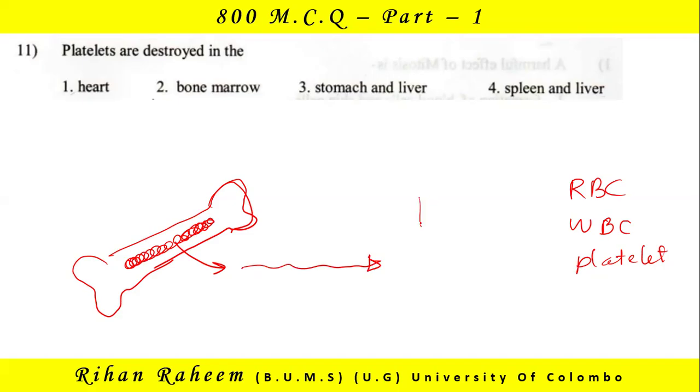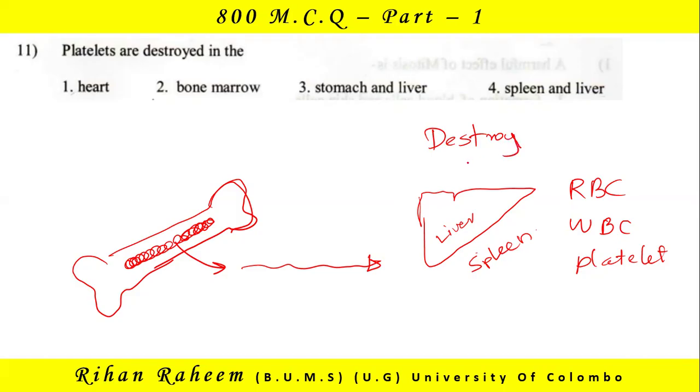And in the liver, and there is another organ called the spleen that is closer to our stomach area. The liver and the spleen will destroy them, because after using, there is no use of keeping them in the body, so they get destroyed. So produced in red bone marrow or bone marrow and destroyed in the spleen. Here the answer is platelets are destroyed in the spleen and liver. Fourth one is the answer.